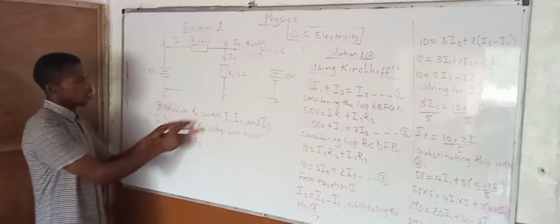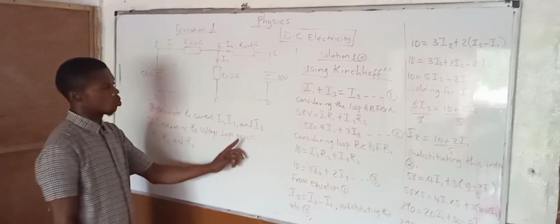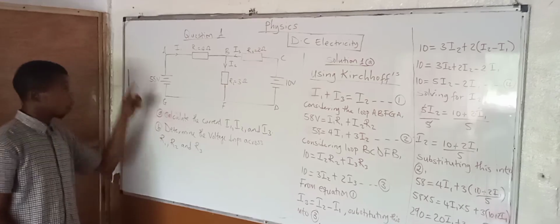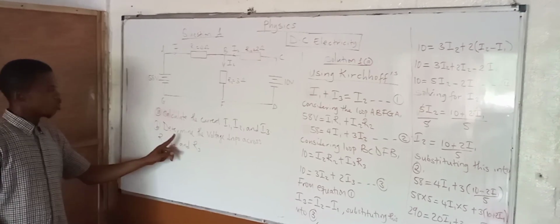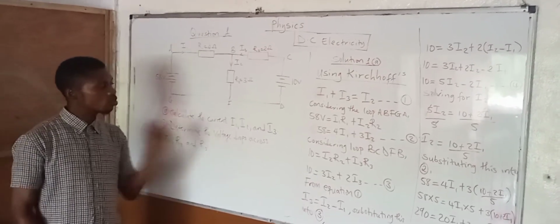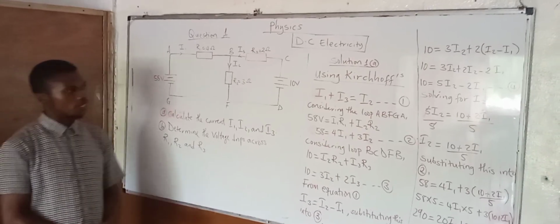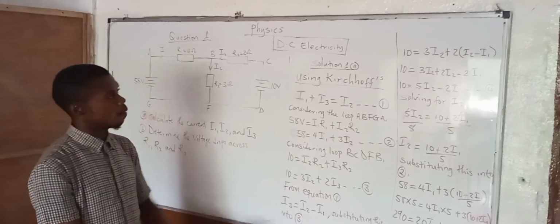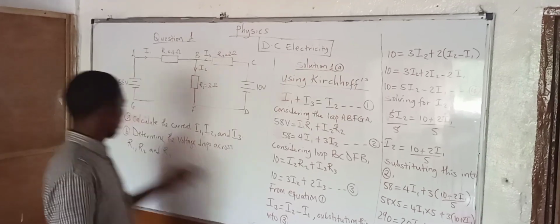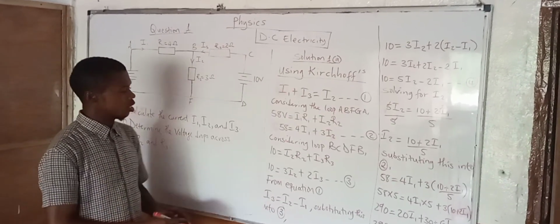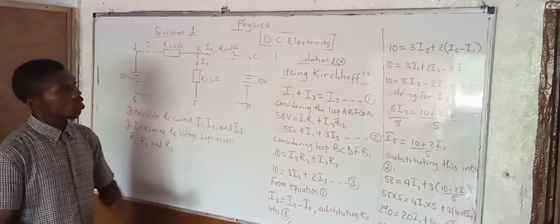It says calculate the current I1, I2, and I3. Part B of this question number 1 says determine the voltage drops across R1, R2, and R3. Let's look at the solution here. Solution 1A. What we are going to calculate I1 first.